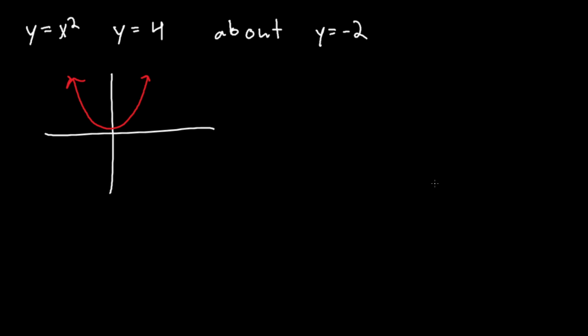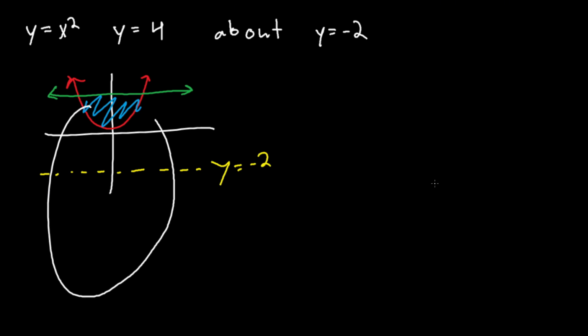We also have the straight horizontal line at y is equal to 4. So this is our region right here that we're rotating about the axis y is equal to -2. So it's going to be in some -2, negative y quadrants. So what happens if we rotate this about the axis y is equal to -2?